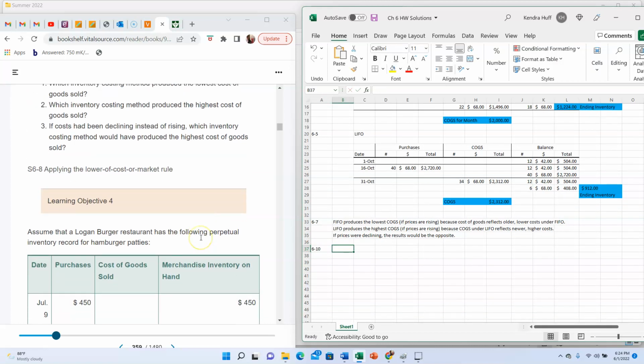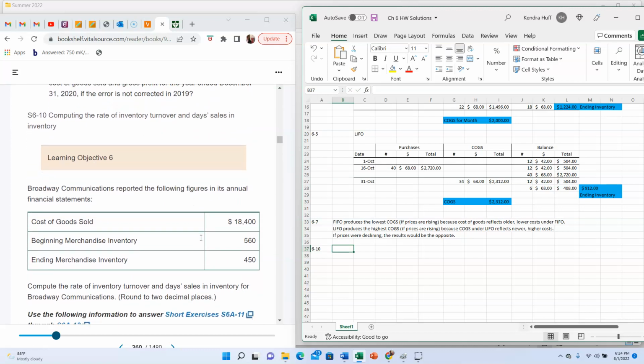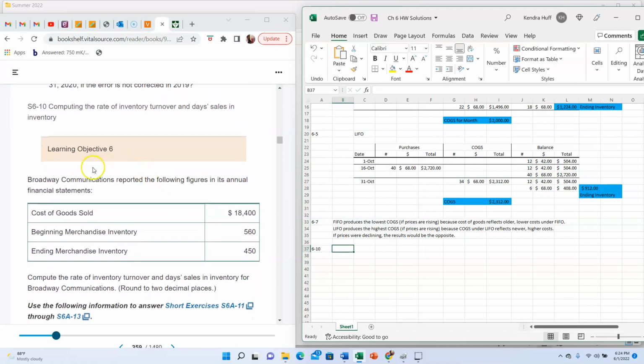All right, 6-10. Compute the rate of inventory turnover and days sales in inventory. All right, so this has to do with how fast inventory sells. So inventory turnover is cost of goods sold divided by average inventory.